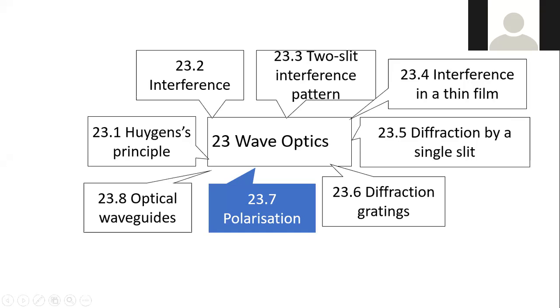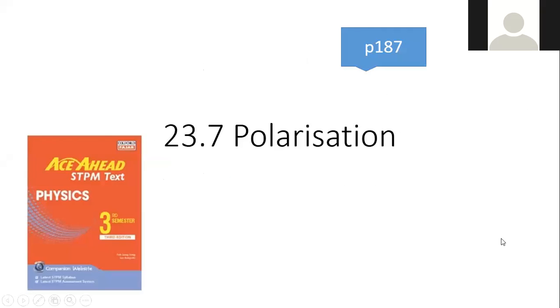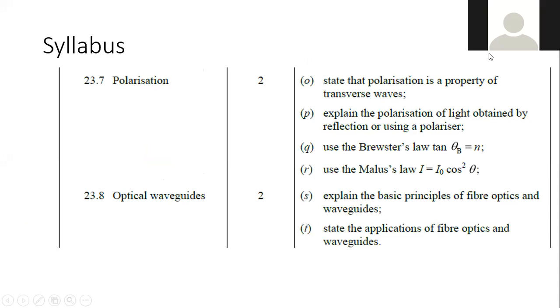Okay, let's go to 23.7, polarization, page 187. State that polarization is a property of transverse waves. That's the syllabus. Explain polarization of light obtained by reflection or using a polarizer. Use Brewster's law, tan θ_B = n. Use Malus's law.